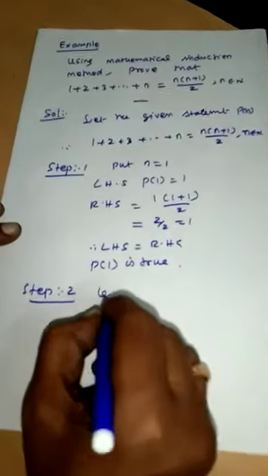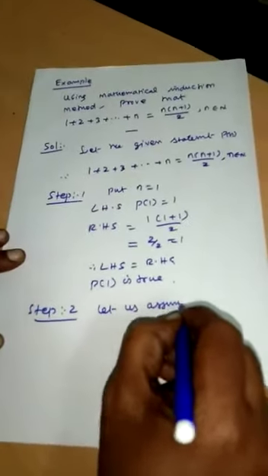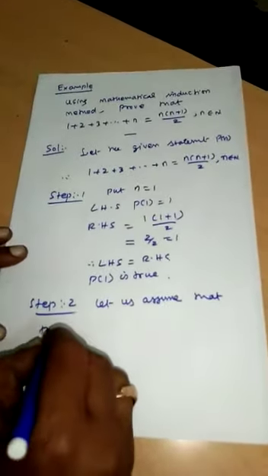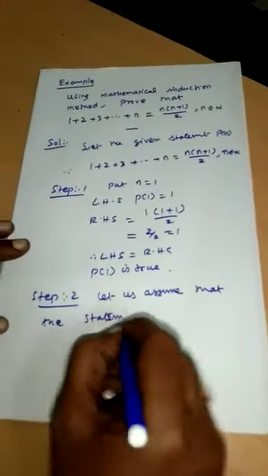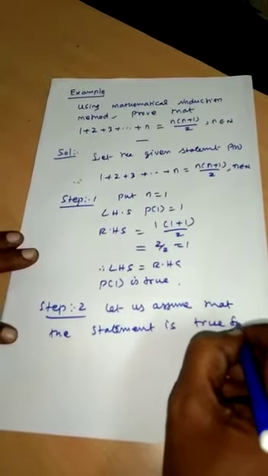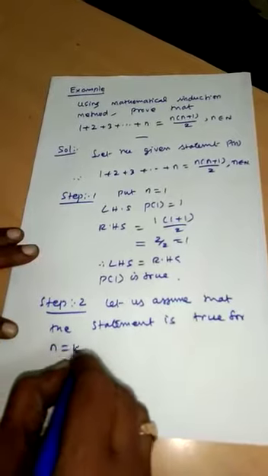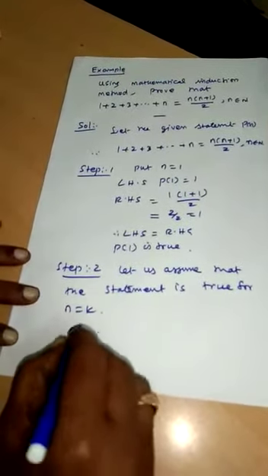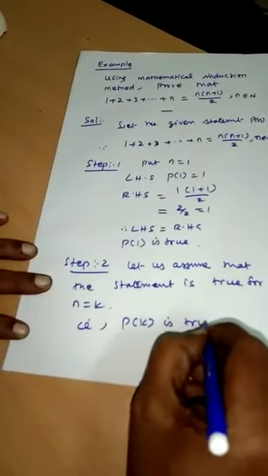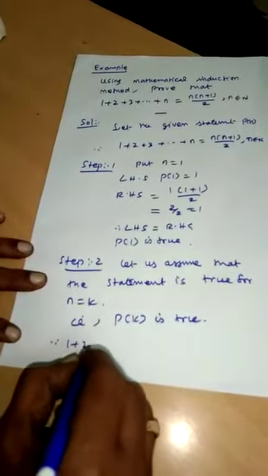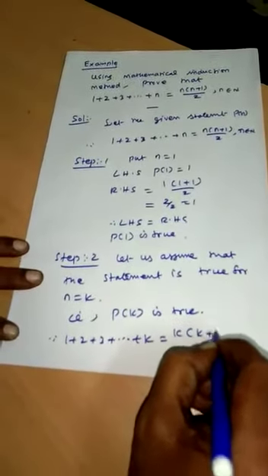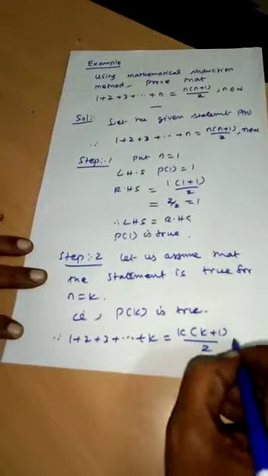Step 2. Let us assume that the statement is true for n is equal to k. That is Pk is true. Therefore 1 plus 2 plus 3 plus dash dash dash plus k is equal to k into k plus 1 by 2 is true.